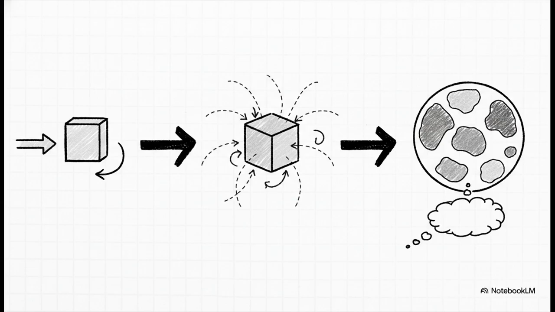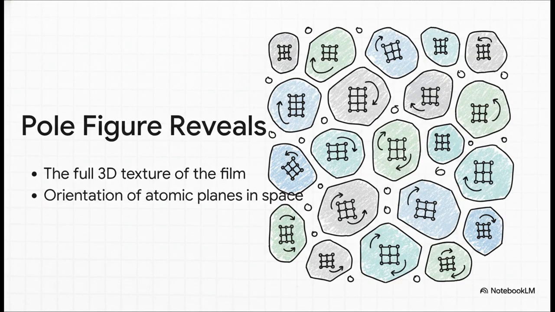Oh no, this is a comprehensive scan that builds a complete 3D map of how the crystal is oriented in space. What you get is this incredible map that shows the complete texture of the film. It tells you exactly how all the different little crystal grains are oriented in 3-dimensional space. It is by far the most detailed view you can possibly get of the material's atomic architecture.